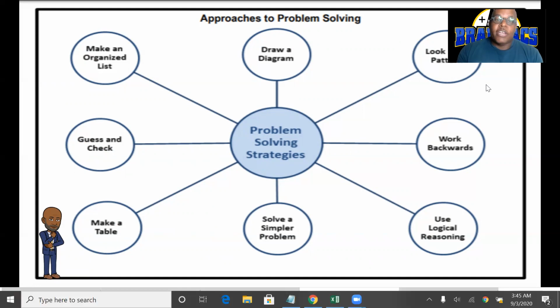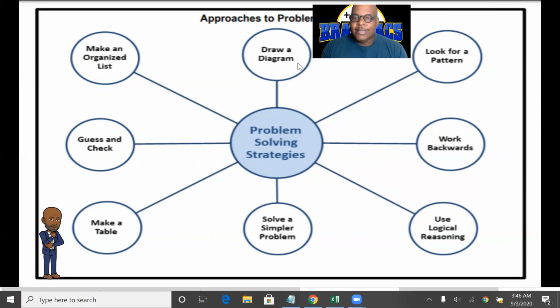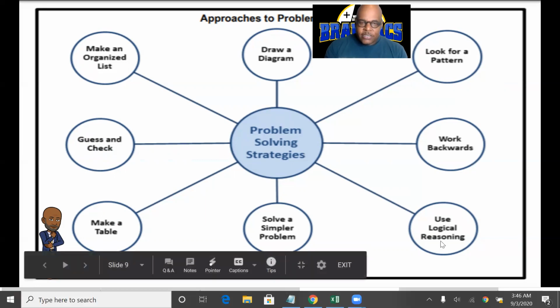First thing, draw a diagram. Draw a picture, draw a diagram. Try to solve what you're thinking. The next thing, look for a pattern. What are some patterns? The next strategy is to work backwards. Solve it, then work back, especially in the explaining problem. You're thinking about explaining your thoughts, work backwards. How did you get to the solution? Use logical reasoning. Solve a simpler problem.